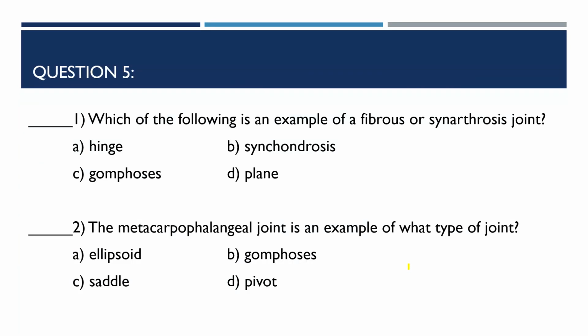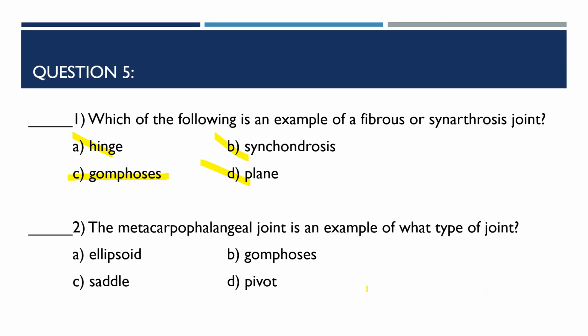All right, a few questions before we move on to the next video. Which of the following is an example of a fibrous or synarthrosis joint? Well, hinge and plane are both going to be synovial joints, so it's not those. Synchondrosis was one of our cartilaginous, and so that leaves us with gomphoses, which are your teeth sockets.